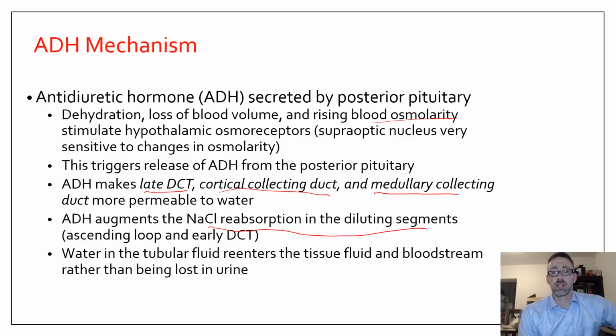ADH, all right, can act on the ascending limb and the early distal convoluted tubule, where it augments the actions of the receptors that are moving solutes into the interstitium. That's going to help create a larger gradient in the medulla, which is going to help us reabsorb water better. Now, at the same time, ADH can also act on the late distal convoluted tubule as well as the collecting ducts. And when it acts on them, they'll insert aquaporins, and they'll go from impermeable to permeable to water. Okay, so that's what it's doing. It's making the distal convoluted tubule and the collecting ducts permeable to water and enhancing the electrolyte reabsorption in the ascending limb.